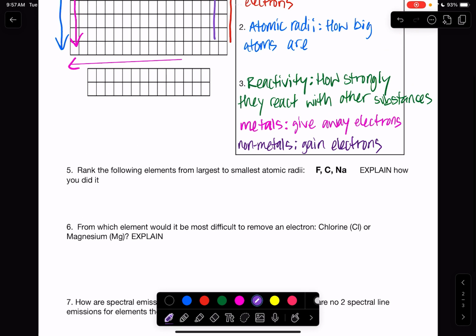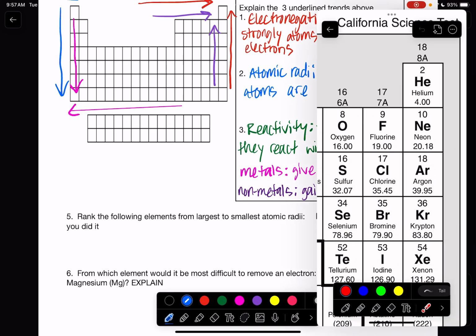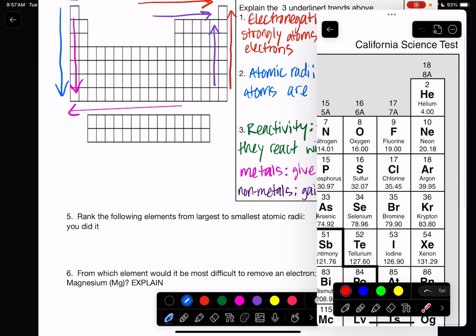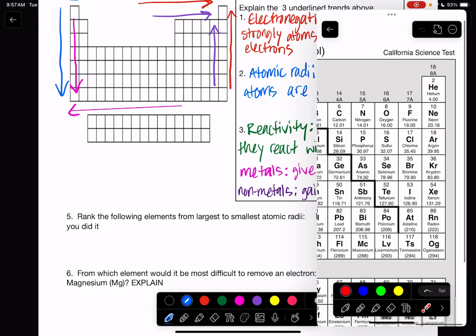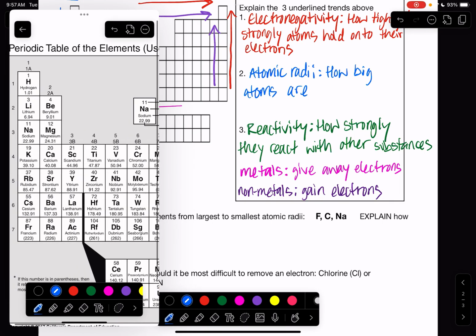Next, let's do a little bit of practice. So rank the following elements from largest to smallest atomic radii. So we have F, C, and Na. So fluorine, if we look at the periodic table, is over here. Fluorine is here, and then we have carbon, and then sodium that we're comparing.